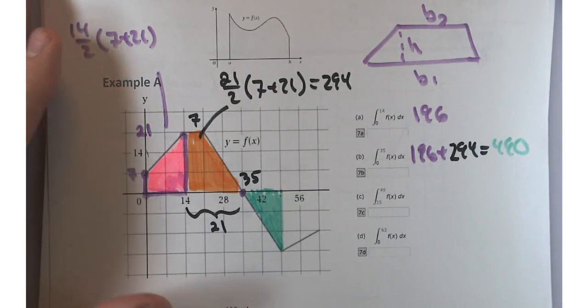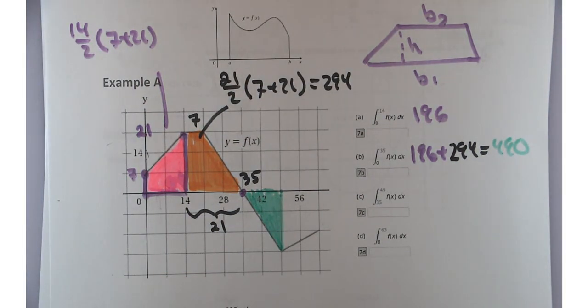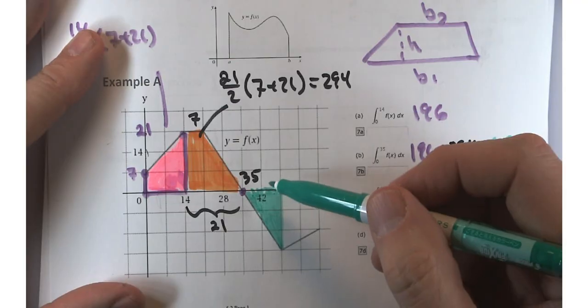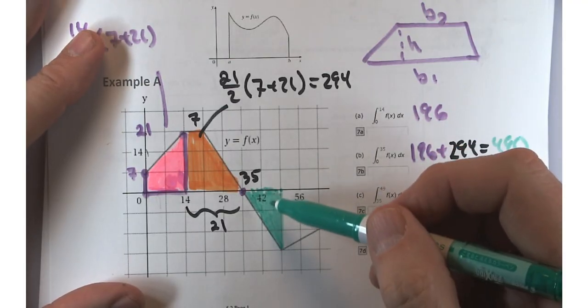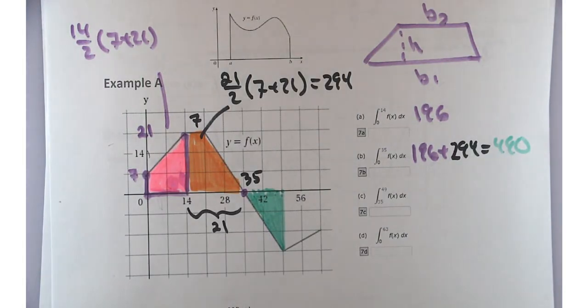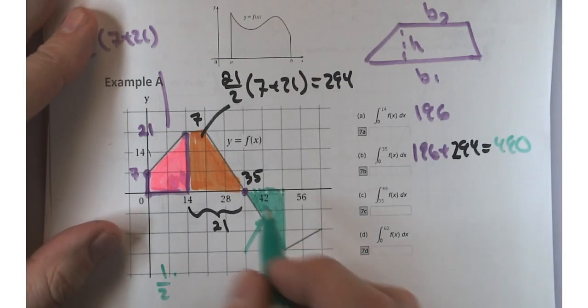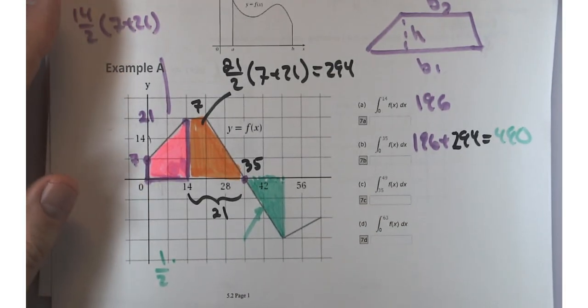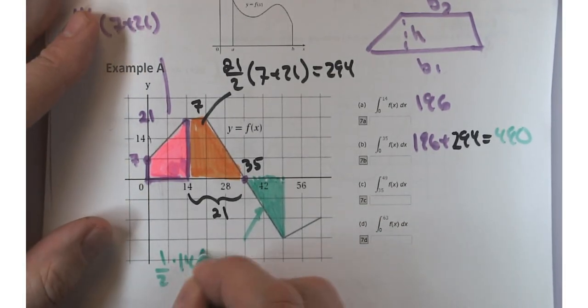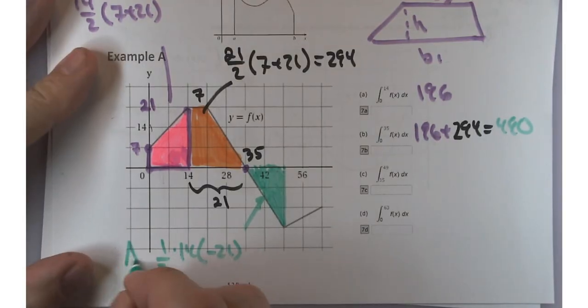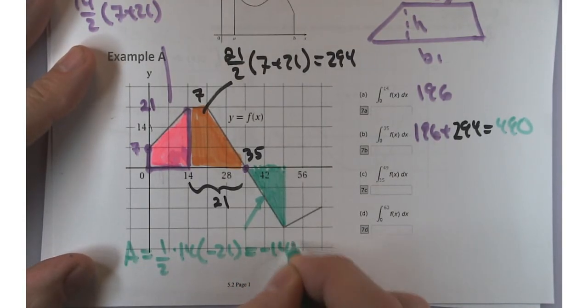But there's something unusual about the triangle here. When we find its area, because this is below the x-axis, its height is going to be negative. And we'll have what's called a signed area, which will be negative. So let's see if we can figure out the area of this triangle. That's going to be 1/2 base times height. So the base in this case is 14. And the height happens to be a negative 21. So overall it should be negative 147. Negative 147.